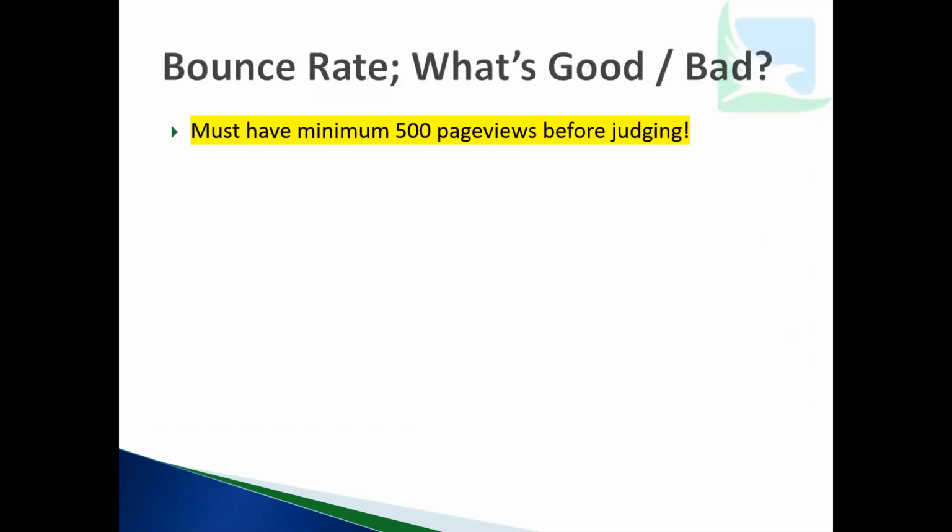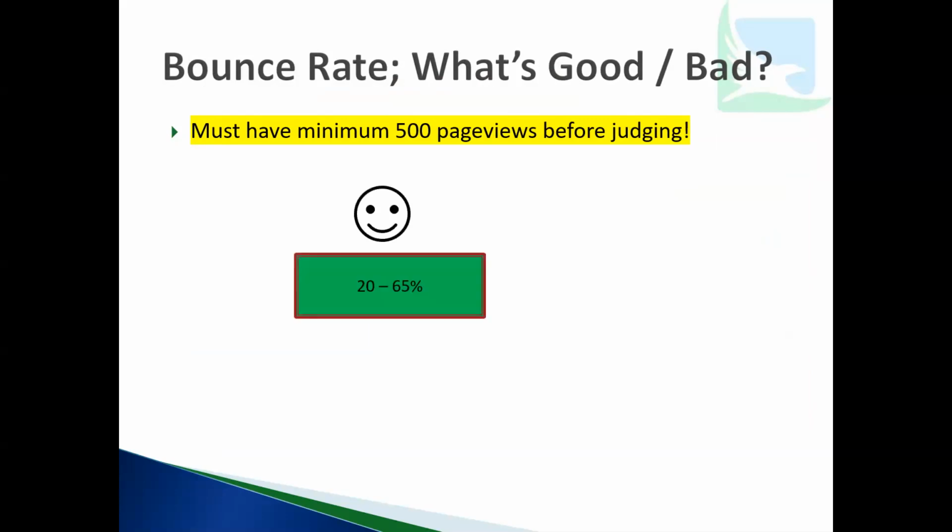So I want to talk about the bounce rate, because this is a pretty important metric. The first thing to know about the bounce rate is that, before you start judging whether it's good or bad, you need to have 500 page views, because that makes sure that your data is not skewed. You have a high enough sample to start looking at it and evaluating it. So a bounce rate between 20 and 65% is pretty good. If you're in that range, don't worry, keep going.